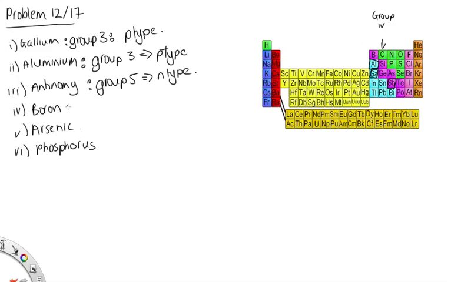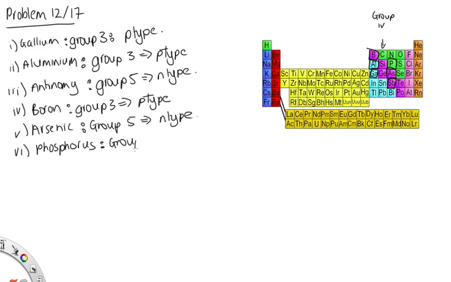Boron, that's group 3 as well, it's up here. So this is P-type. Arsenic is here, which is group 5. So this is N-type. And phosphorus is here. And so this is also group 5, and so this is N-type. And that's how we answer that question.